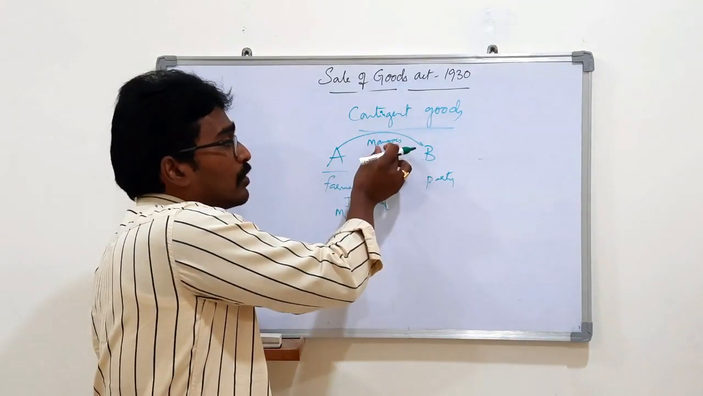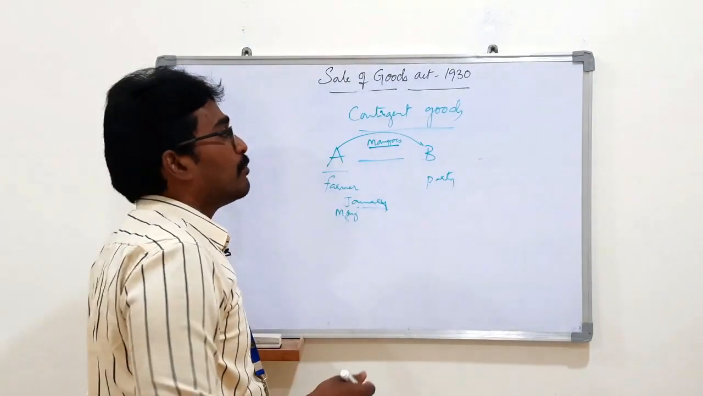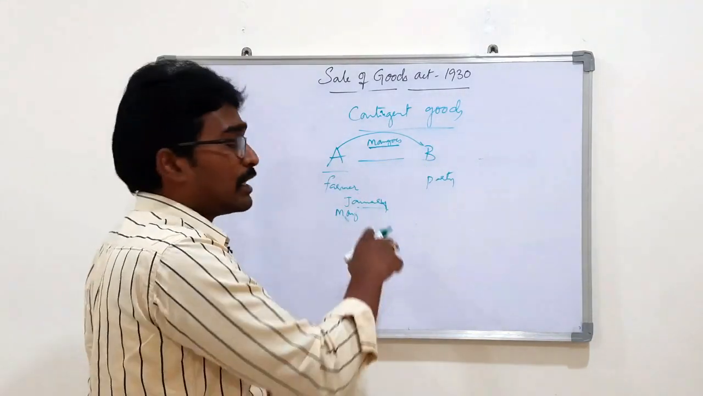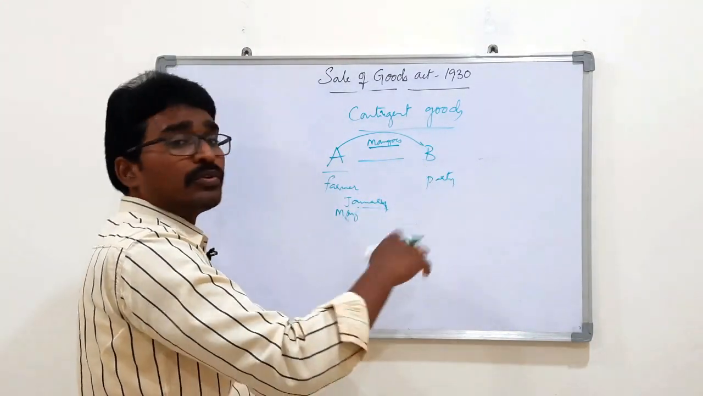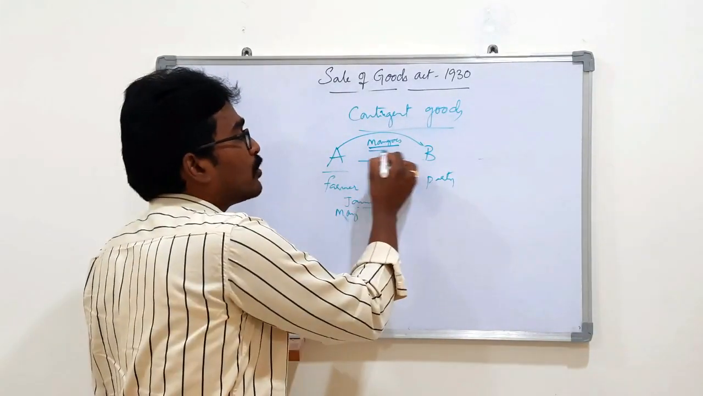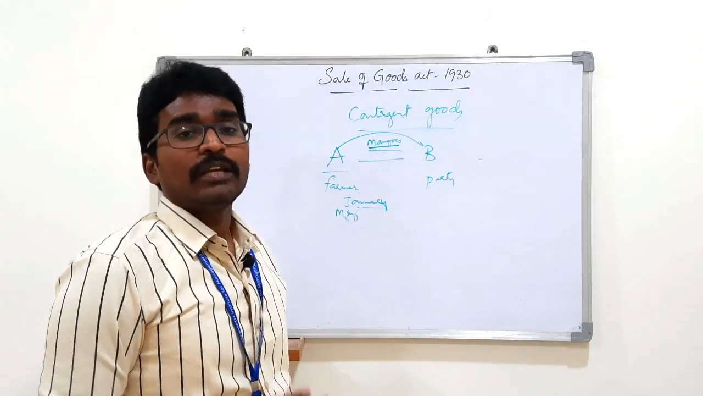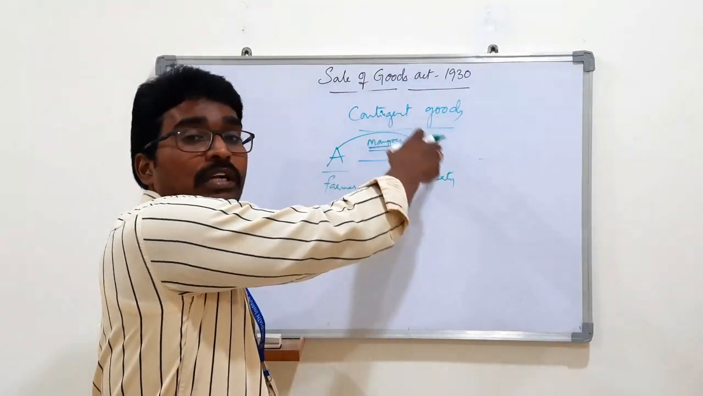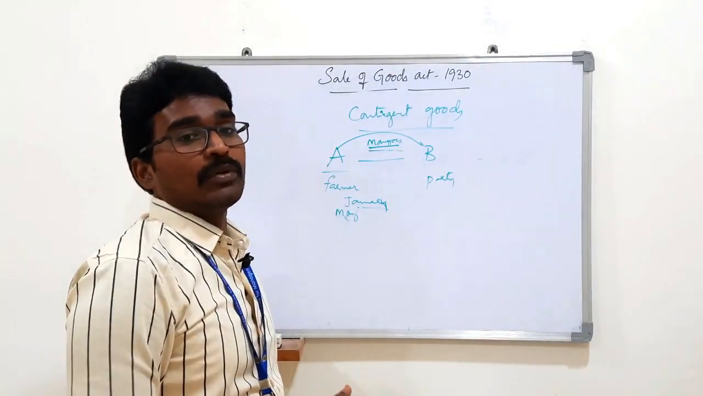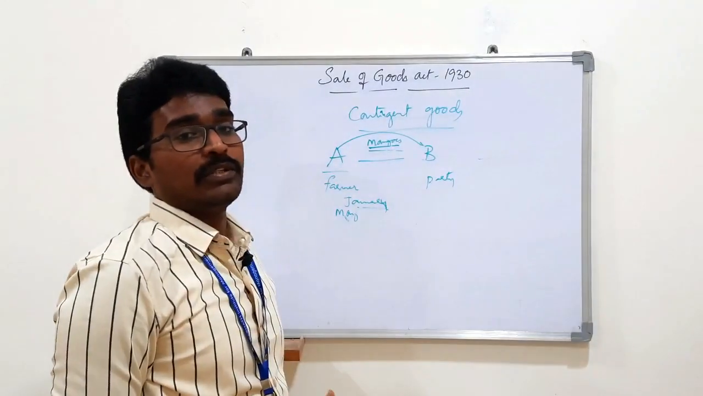That goods may arrive or may not. For example, in the month of January this agreement is made. But in the month of February, due to an earthquake or a cyclone, the whole yield is lost. There is no yield of mangoes for the farmer. Then the farmer cannot deliver the goods. So these types of goods, which may be available or may not be available, are called contingent goods.